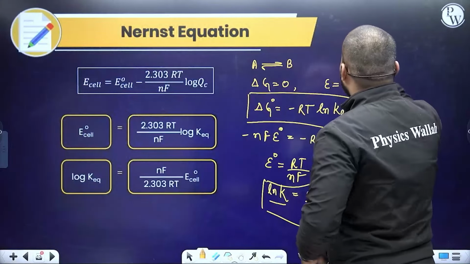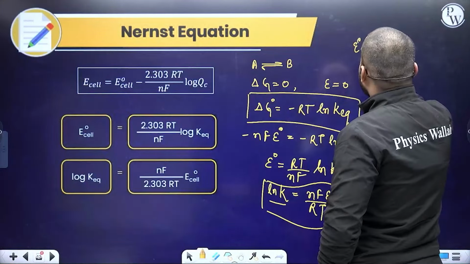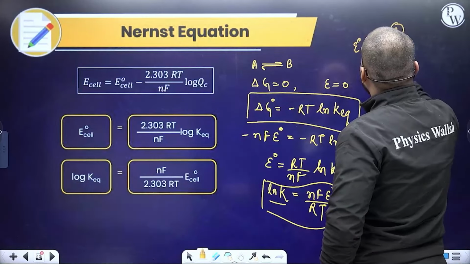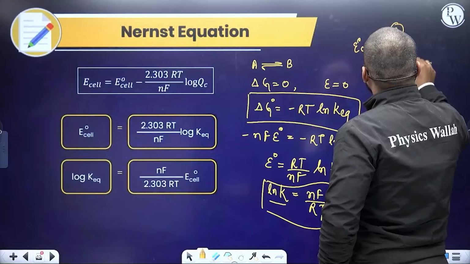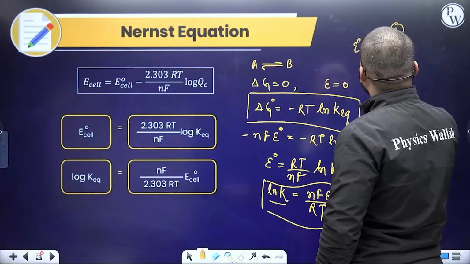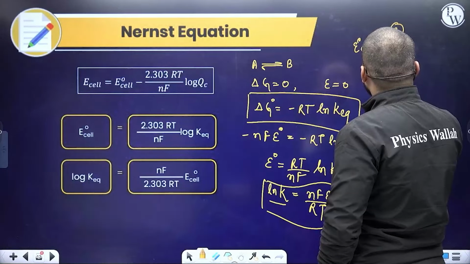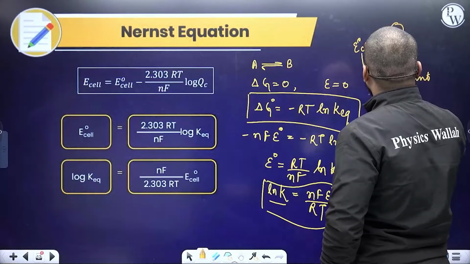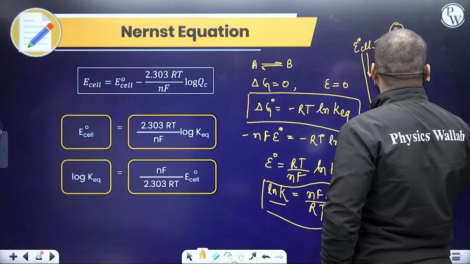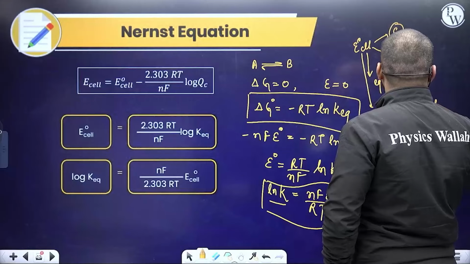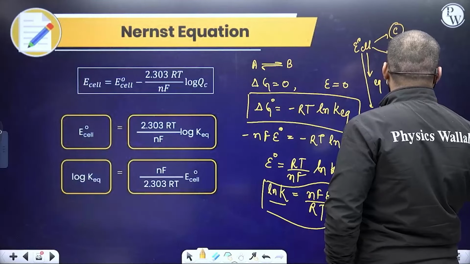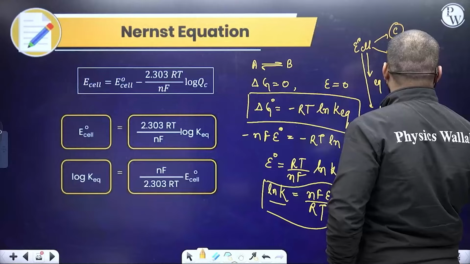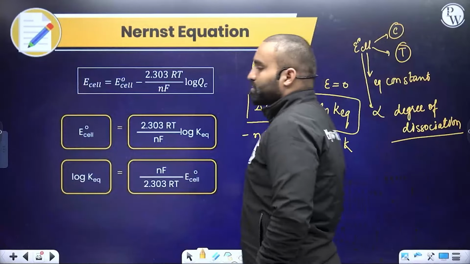You can calculate E naught of the cell at various concentrations. It can be calculated at various temperatures. Also from here we can calculate the equilibrium constant. From the equilibrium constant we can calculate alpha. Alpha is the degree of dissociation. For any sort of material, degree of dissociation can also be calculated. Very, very, very important concept of electrochemistry, Nernst equation.